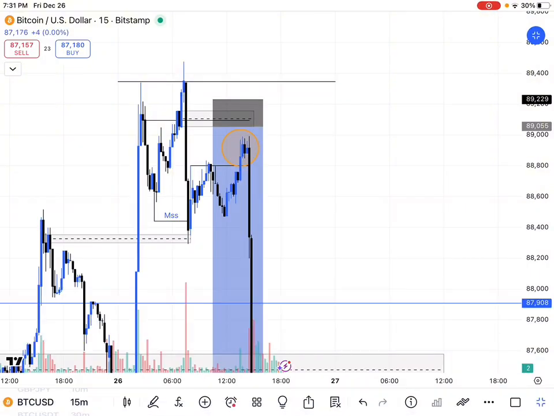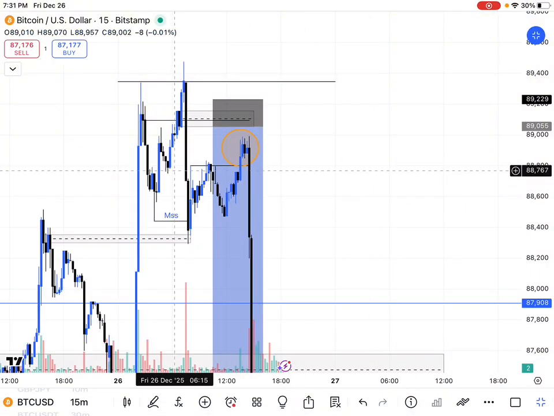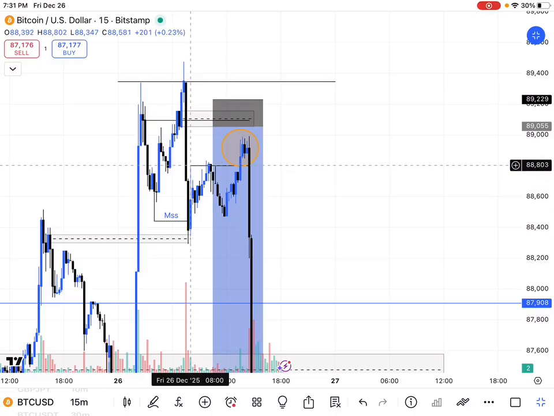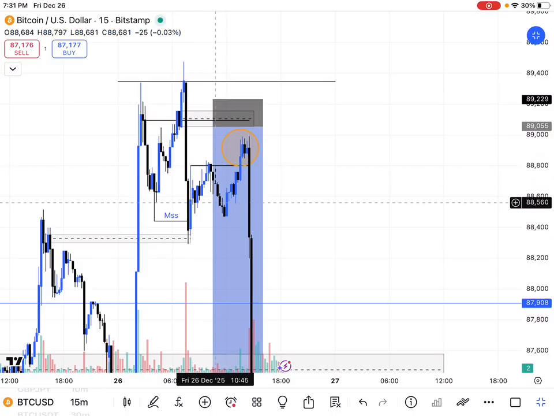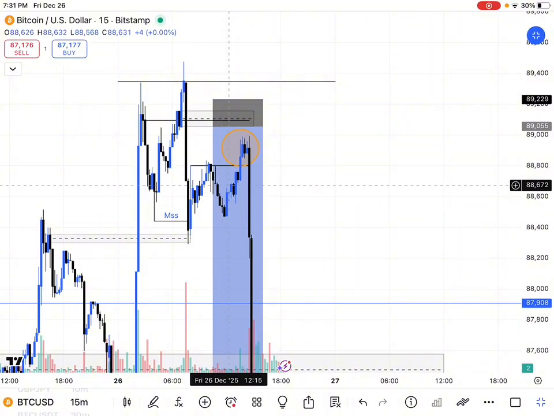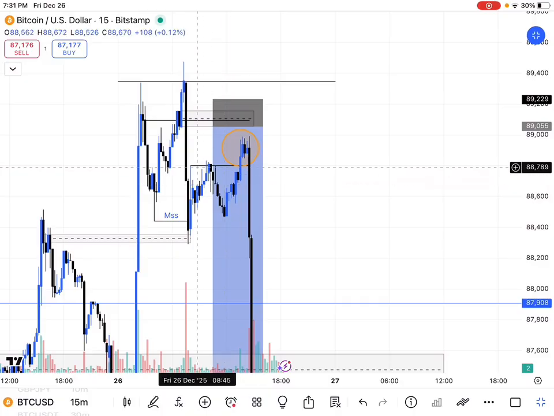Market structure shift. Then we have our liquidity right here. I took this as my liquidity and price came in to clear my liquidity. That's why I knew that this trade was going to play. I never knew I was going to miss this trade. I knew it was going to play. So price came here.